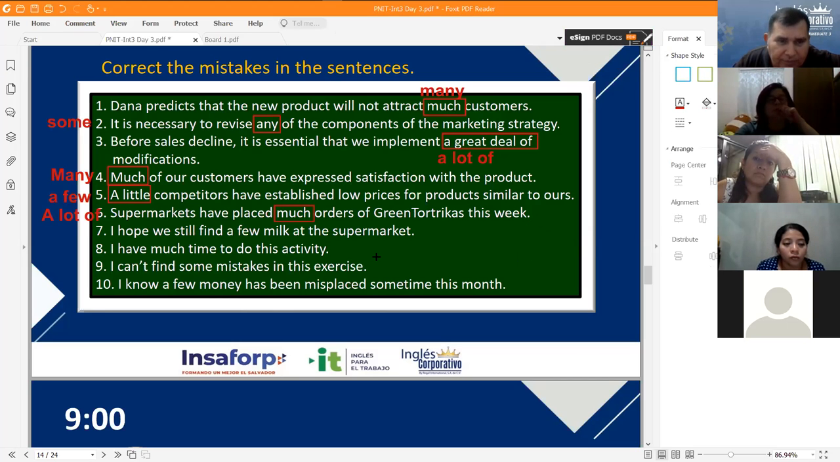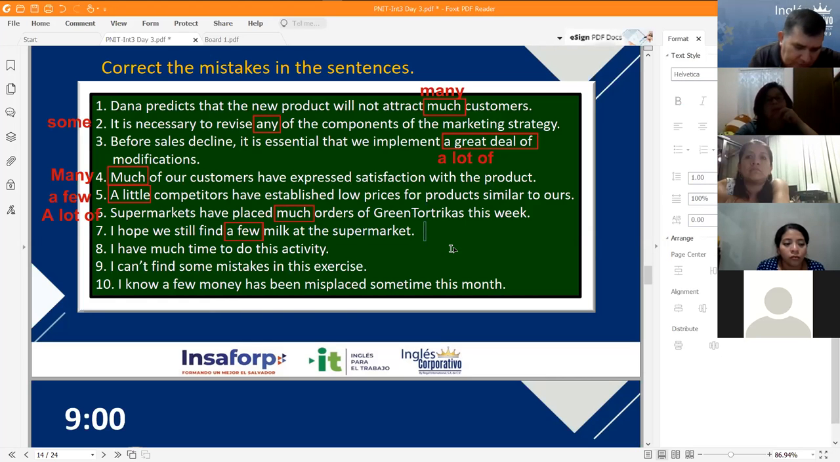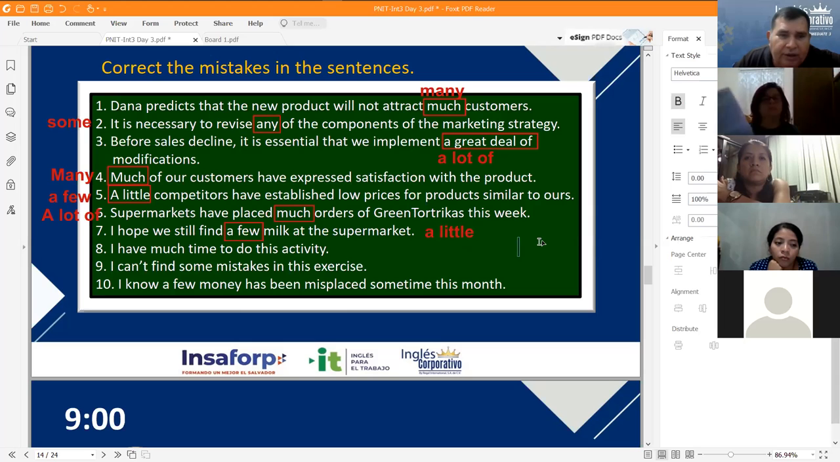Milk is a liquid. So, no milk. But we want to say that it's small. What do we say? A little? A little. Exactly. We use a little milk. A little milk at the supermarket.